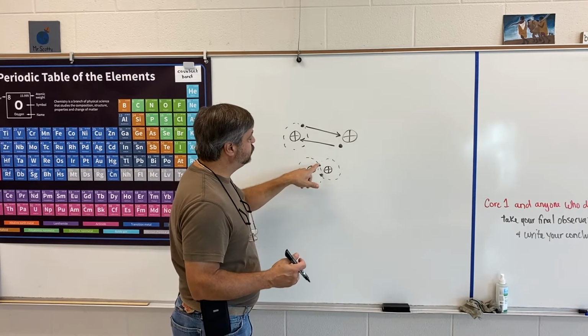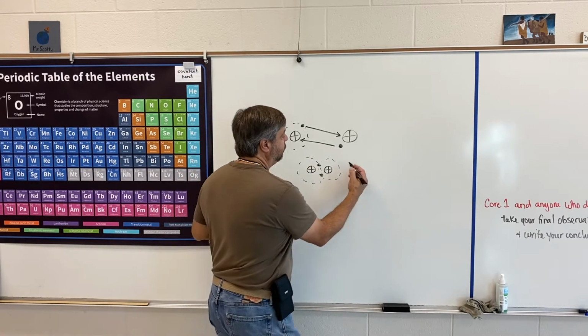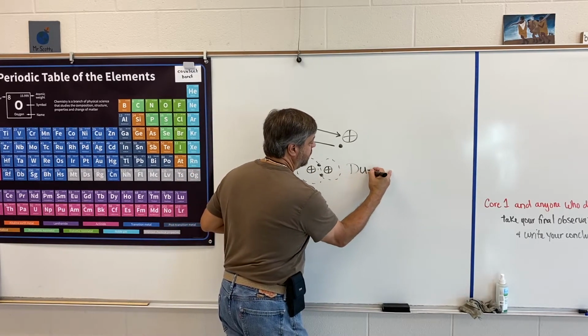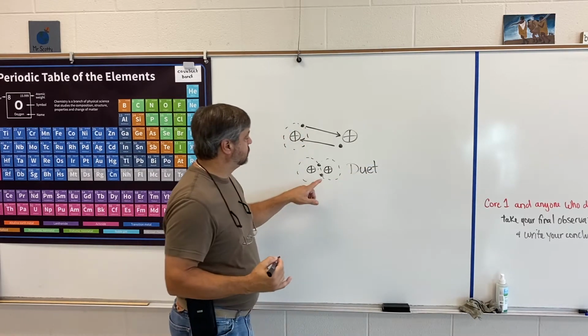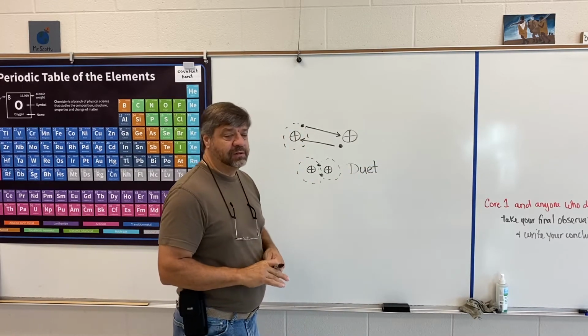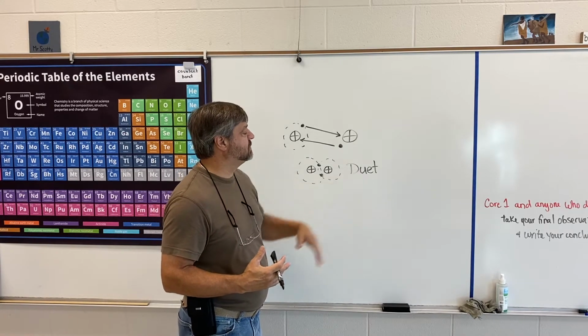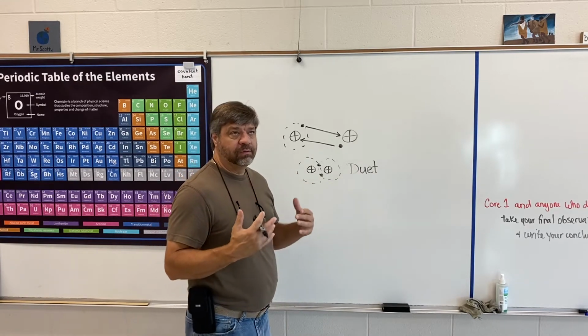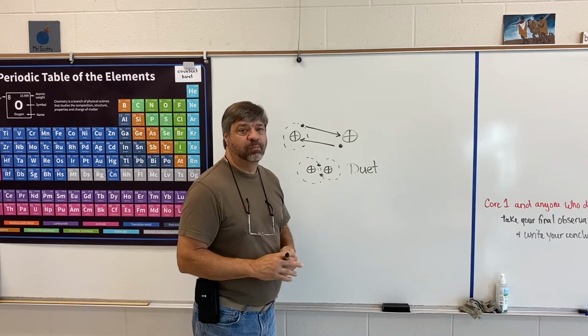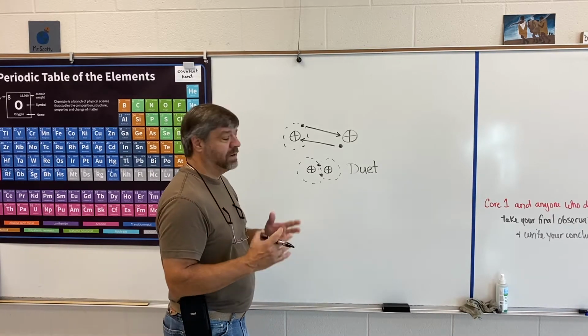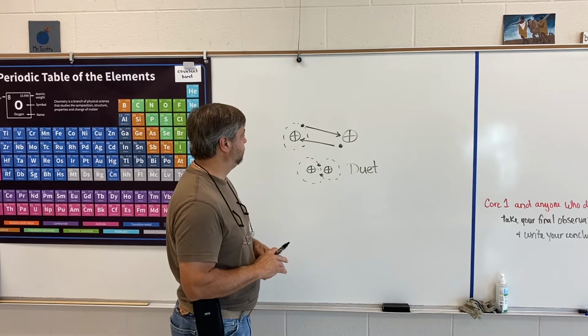So this is called a duet, when you have the two valence electrons in the valence shell, and you only have this one shell. So this is a duet. This is a time when the atom is completed by having its duet, its two valence electrons.